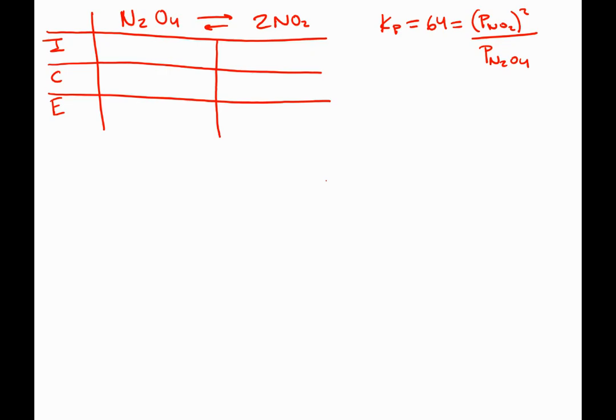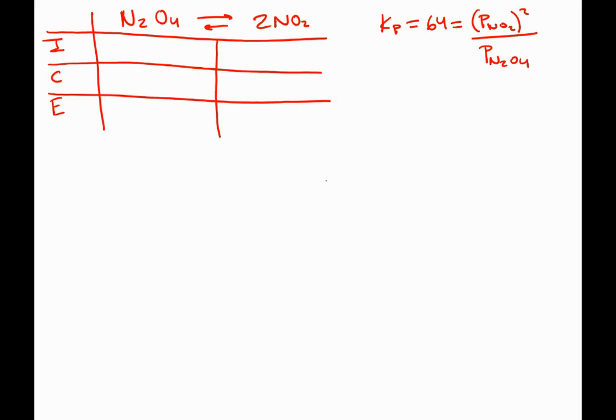The next thing for us to do is to begin filling in the ICE table with the information that we know. This problem tells us that there's some initial amount of NO2, but we're not told exactly how much it is. So when we fill in the initial line for the NO2, since we don't know what it is, we're just going to define some variable. You can pick any letter that you want for this variable except for x. Don't use x because we've already allocated x for being used in the change line. So pick any letter you want.